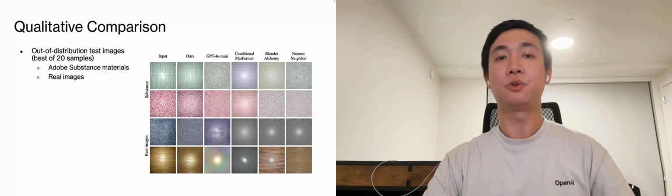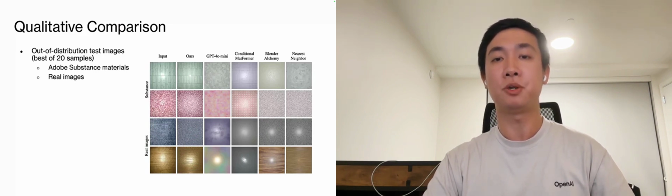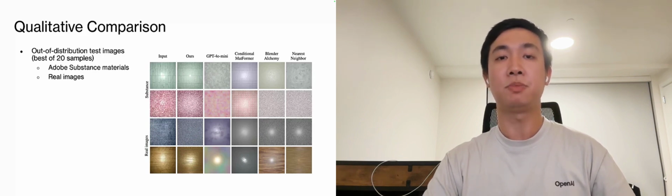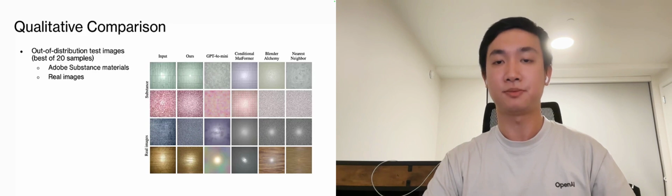To evaluate the generalization of our method to out-of-distribution material appearances, we incorporate additional test images from Adobe Substance Designer materials and real appearance captures from object surfaces. Our model still achieves the best matching quality against the input.